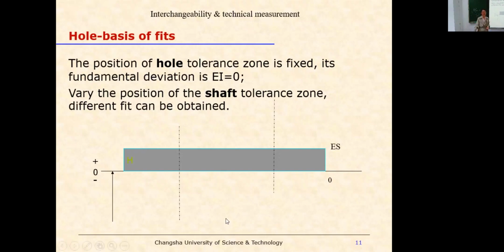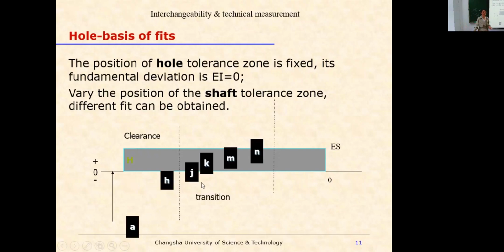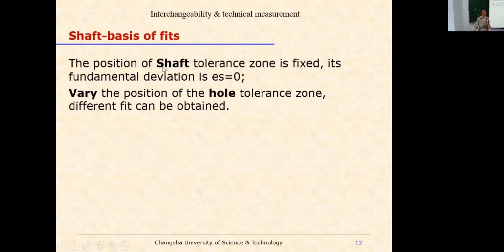And we vary the position of the shaft. If for the shaft we choose A to H, it is clearance. When we choose J to N, it is transition. And when we choose T to ZC, it is interference. This is from the figure on page 28. And also the shaft basic fit.